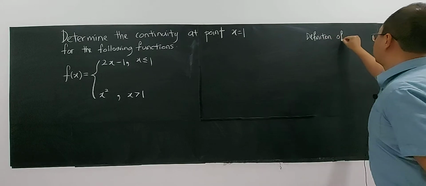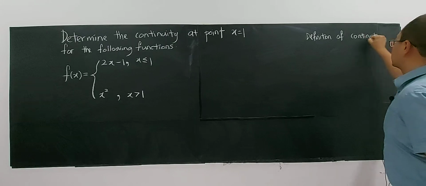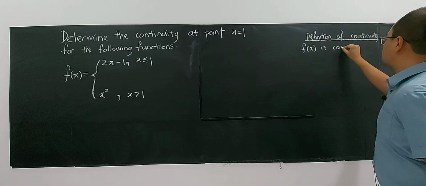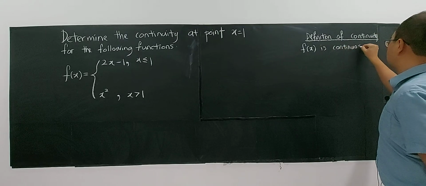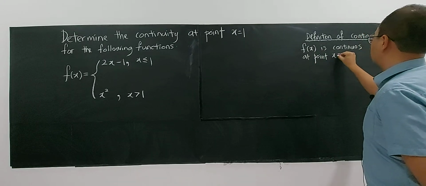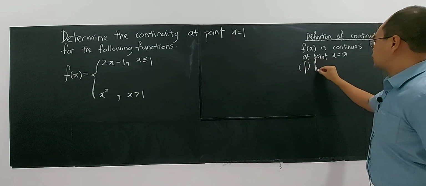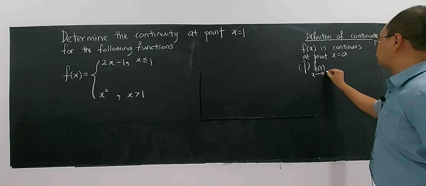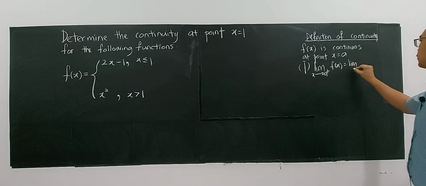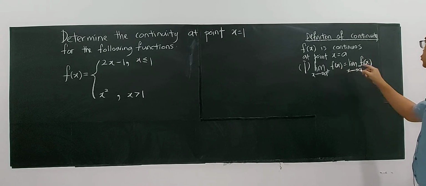Definition of continuity. We say that f(x) is continuous at the point x equals a if the first condition holds: the limits as x approaches from the right and from the left must be exactly the same. These two must be the same.